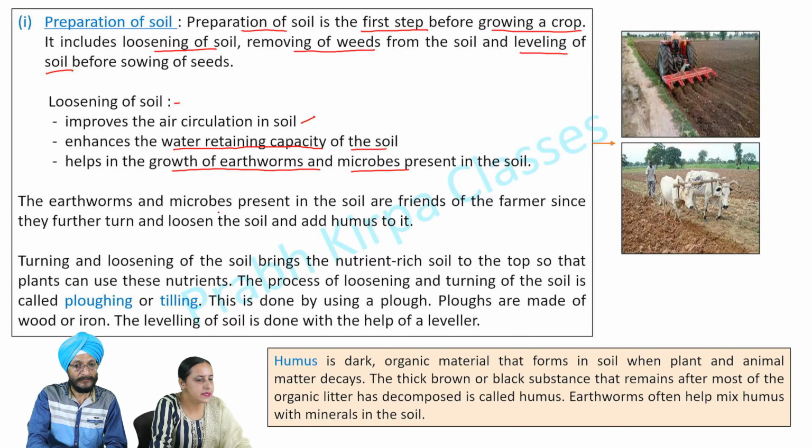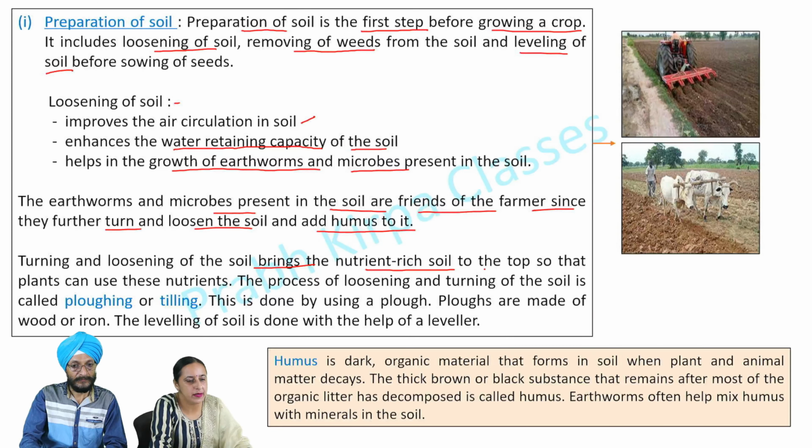The earthworms and microbes present in the soil are friends of the farmer since they further turn and loosen the soil and add humus to it. And loosening of the soil brings the nutrient-rich soil to the top so that plants can use these nutrients. The process of loosening and turning of the soil is called plowing or tilling. This is done by using a plow.